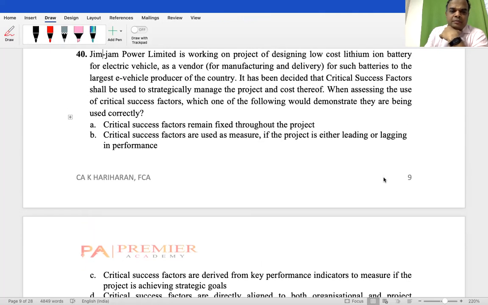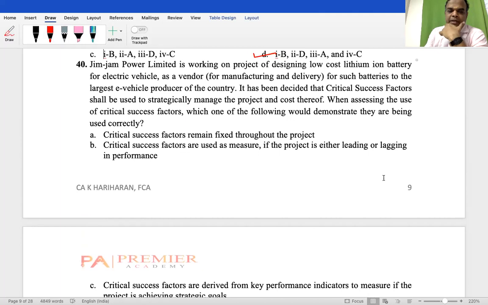Shall I read the question one more time to have a better clarity? Jim Jam Power Limited is working on a project of designing a low-cost lithium-ion battery for e-vehicles as a vendor for such batteries to the largest e-vehicle producer of the country. It has been decided that critical success factors shall be used to strategically manage the project and cost thereof. So the company's objective is low cost advantage. Am I right? To achieve the low cost advantage, what are the critical success factors? That is the question. Am I right? Yes, sir.